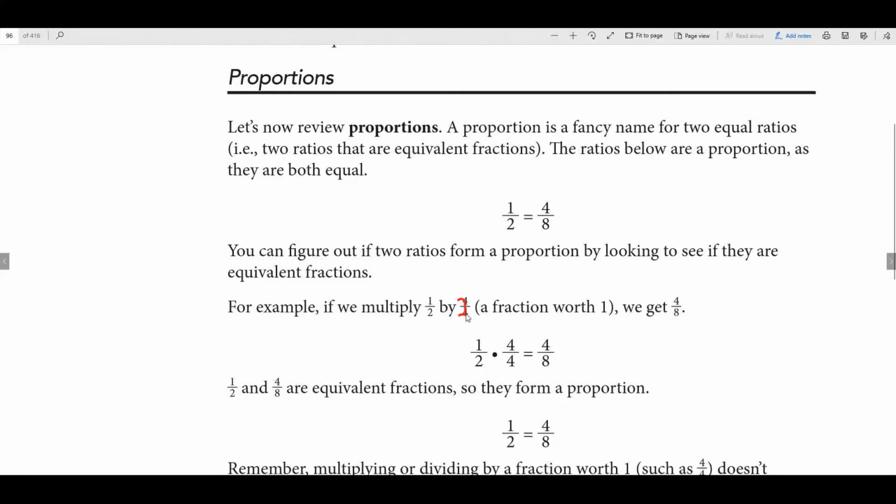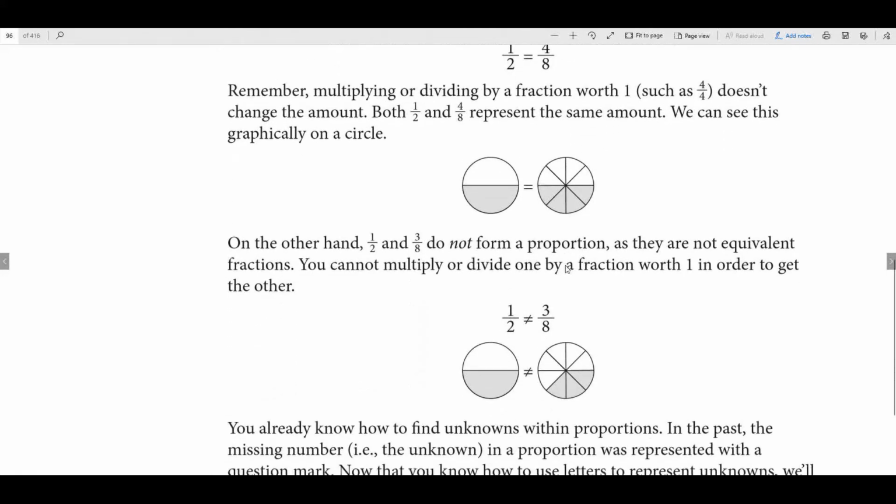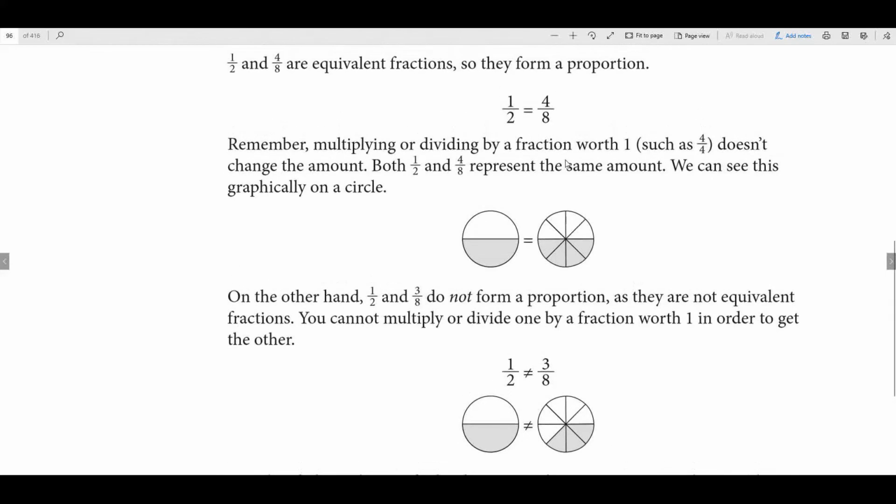Okay, so 4/4 is the same thing as 1. So if you take a fraction that's the same thing as 1, 4/4, 8/8, whatever. But in this case, you take 4/4, you multiply it by that, and you're going to get 4/8, which means this is equivalent. Okay, and then you can of course draw it out. Here's 1/2, and here is 4/8, and you can just physically see that they're the same. So they're equivalent. So this is a proportion.